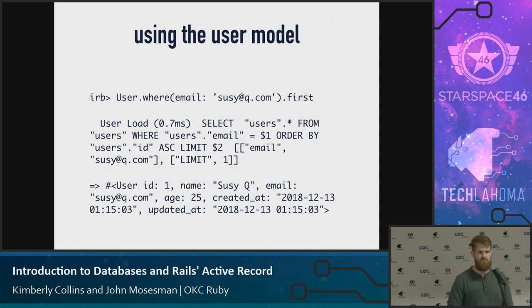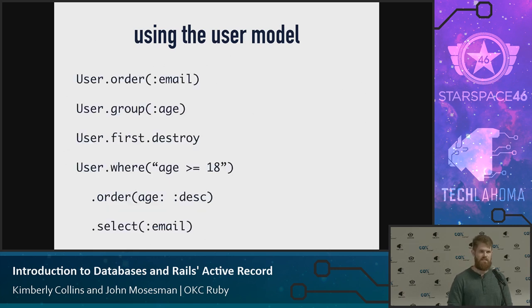We can also search based on a specific clause. We could look for users where the email is a certain thing, and then take the first one of that. And it comes with all these other methods that you would expect to be in any ORM or database thing. You can order stuff, you can group stuff, you can find and destroy things. And because it returns an ActiveRecord relation for most things, you can chain them together, so you can build up the query all at one time and then execute it.